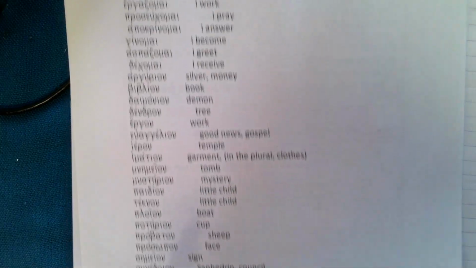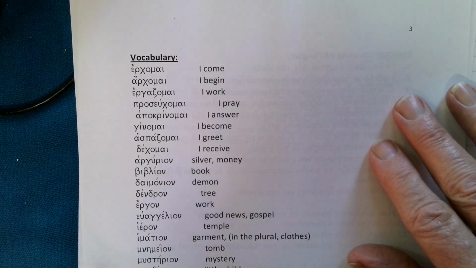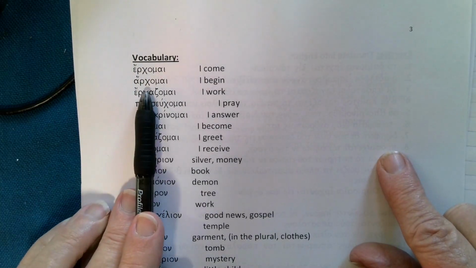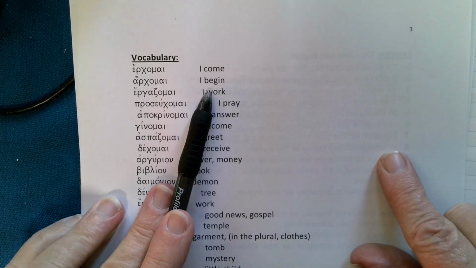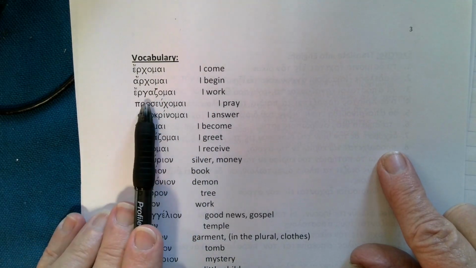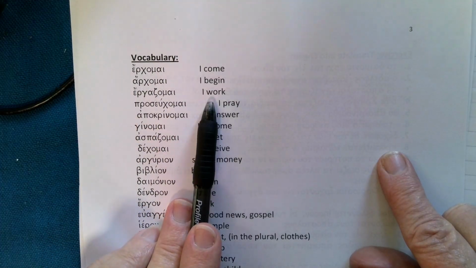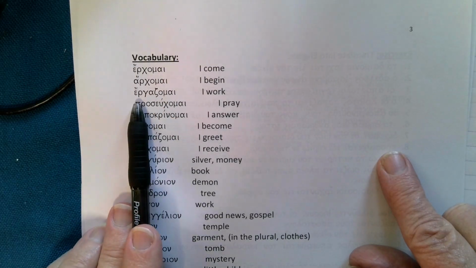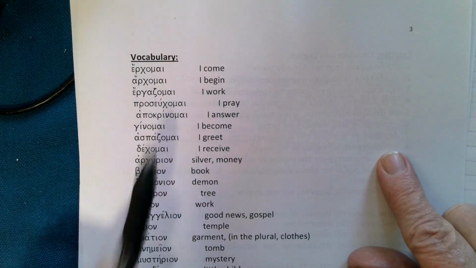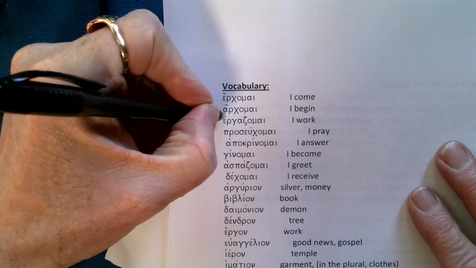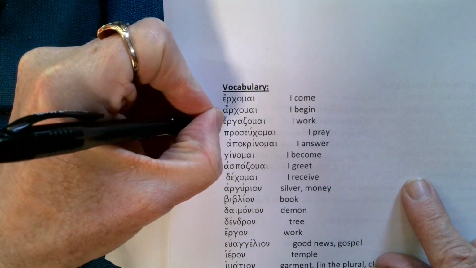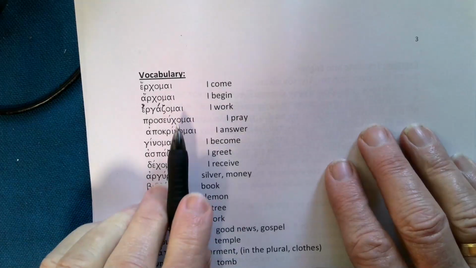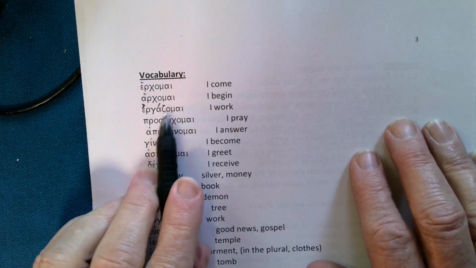Okay, well here's some vocabulary, and here are some deponent middle verbs. Erchomai we've had, I come. Archomai means I begin. Ergazomai, I work. So you can see we've had ergon, work, and there's the cognate verb, ergazomai. In fact, the accent's in the wrong place there. That was a bad mistake. It's ergazomai. The accent can't go back any further than the third syllable.